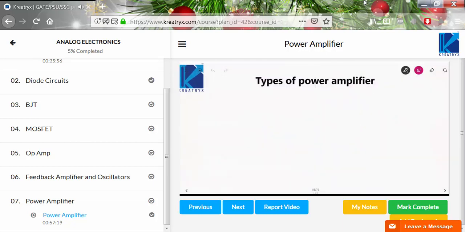Now the next topic, types of power amplifiers. See, power amplifiers can be classified into four types based on the location of the operating point on the load line. They are class A, class B, class AB and class C. This classification is based on what? Actually the location of the operating point on a load line.